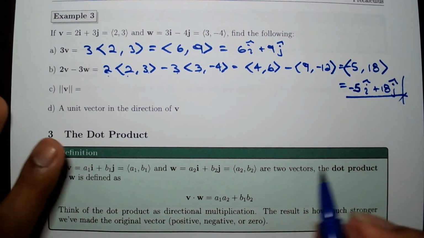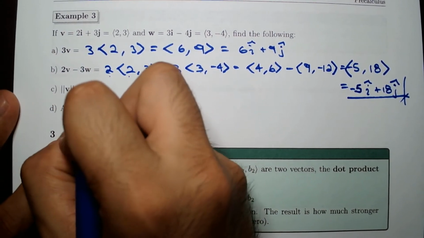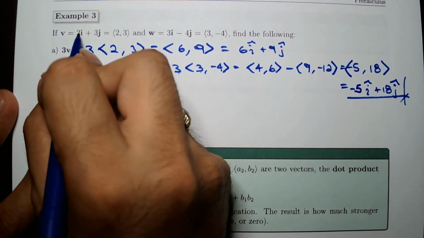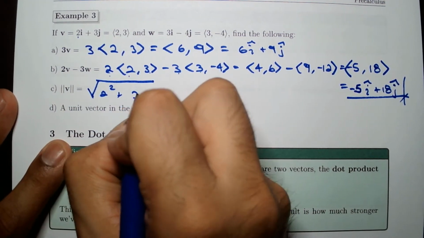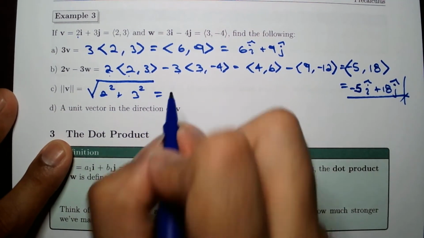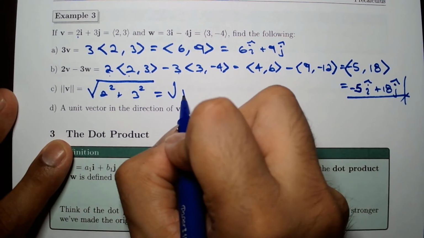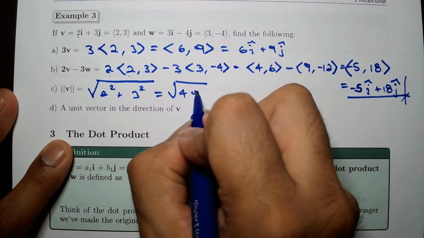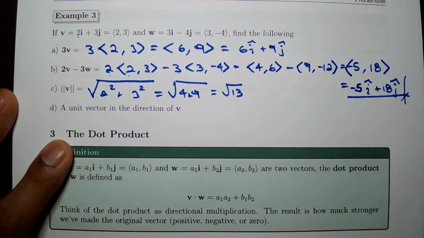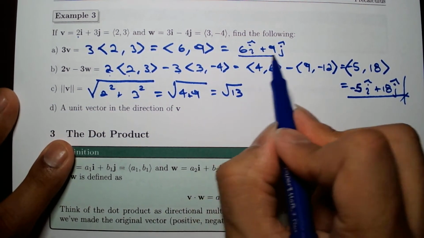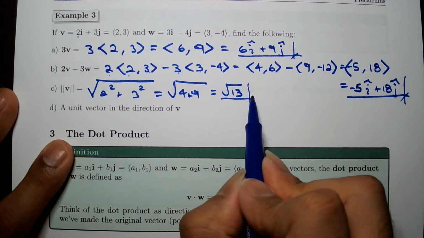Alright. The magnitude of v, so we're going to find the square root of 2 squared plus 3 squared. Alright. 2 squared, which is 4, plus 3 squared, which is 9. And that's the square root of 13. And this one cannot be simplified any further.